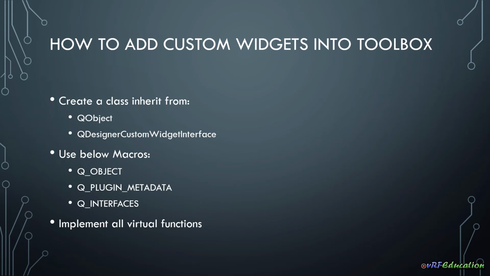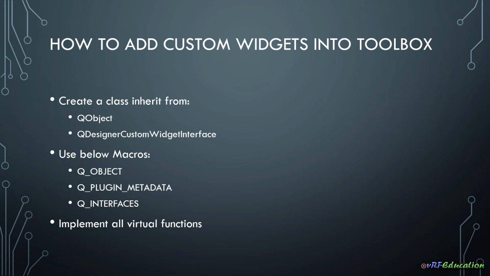This plugin should have some characteristics. We should inherit from QObject and QDesignerCustomWidgetInterface classes. And then we should use these three macros in our plugin class: Q_OBJECT, Q_PLUGIN_METADATA, and Q_INTERFACES. And finally, we should implement some virtual functions in QDesignerCustomWidgetInterface into our plugin class in order to provide some information about our widget for Qt Creator.